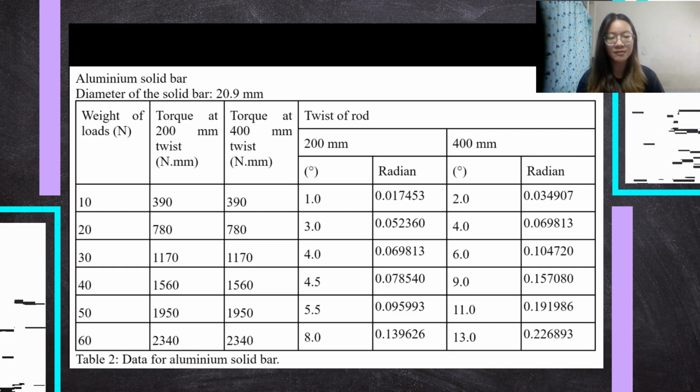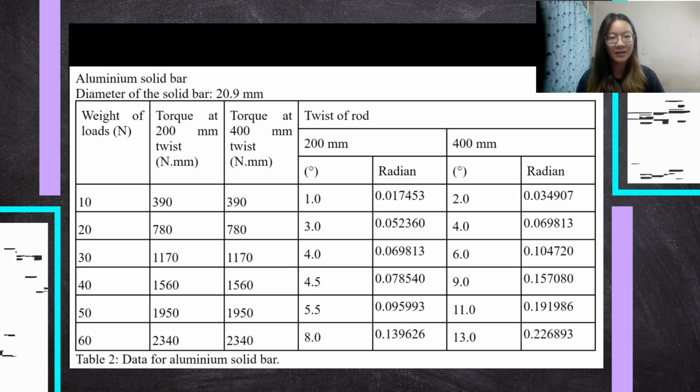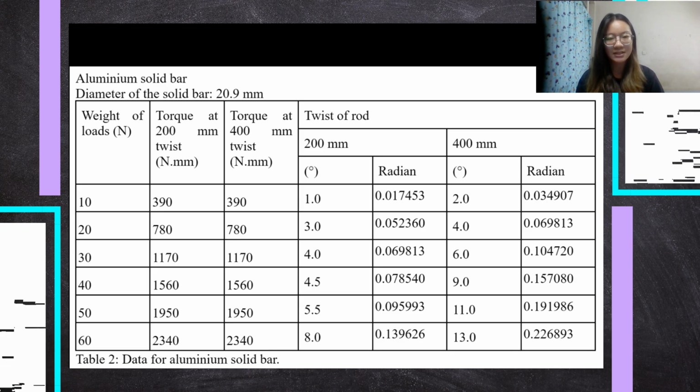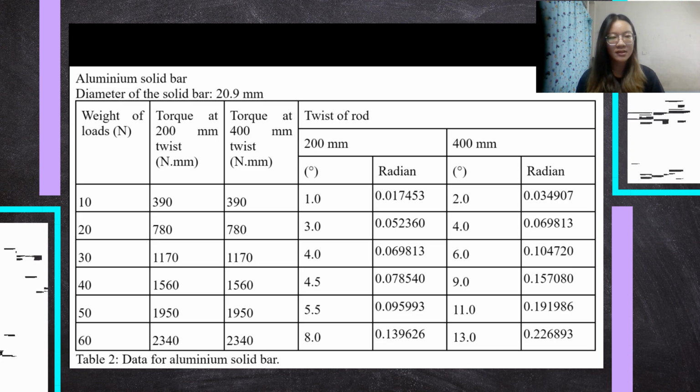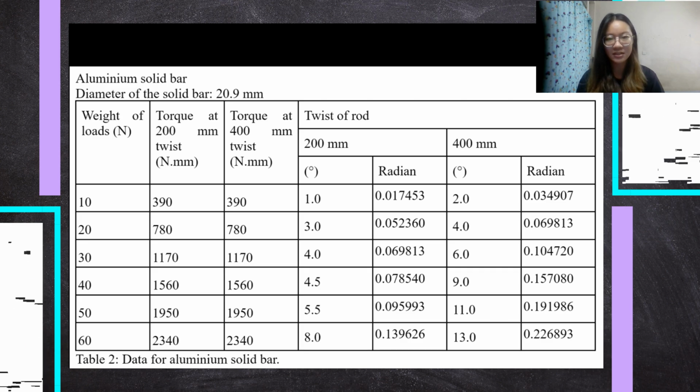Table 2 shows the data for the aluminium solid bar. The diameter of the aluminium solid bar is 20.9 mm. When the weight of the load increased, the torque at 200 mm and 400 mm twist increased. In the result, the twist of the aluminium rod at 200 mm and 400 mm increased.